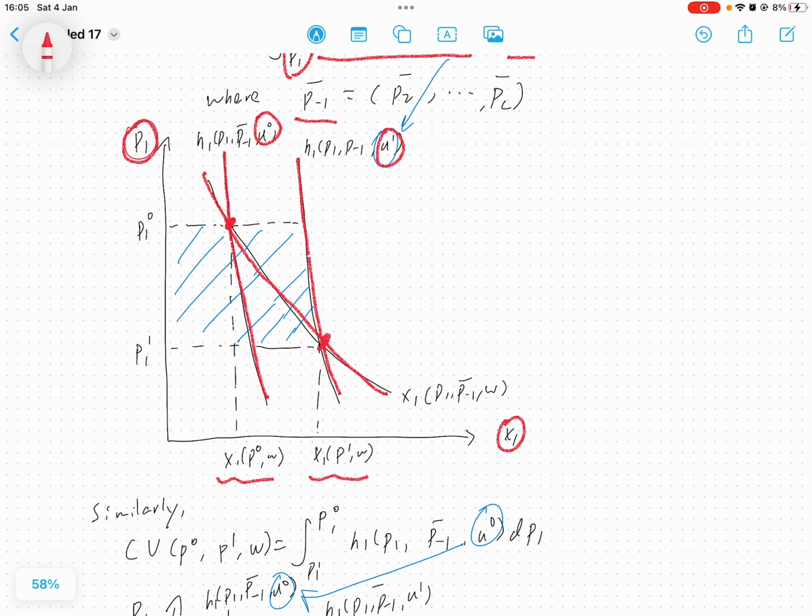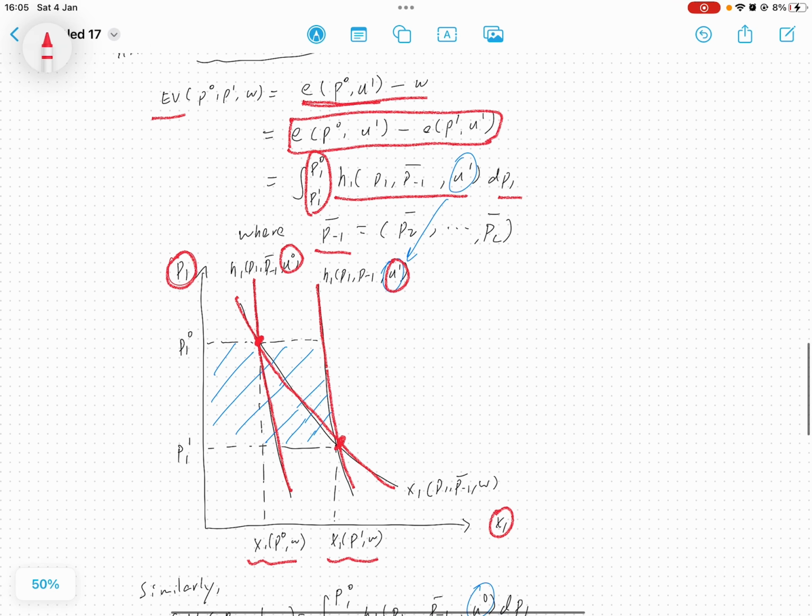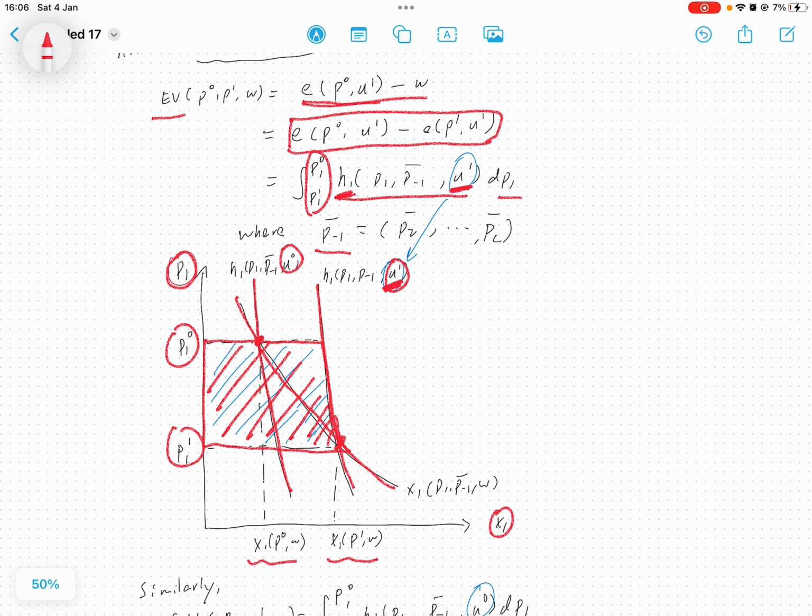At the intersections, we have those prices, P10 and P11, and those consumption sets X1 with P0 and P1. If you have a closer look at this picture, you immediately observe that the area under this H1, taking U1, this curve, is exactly this shaded area, and that is exactly the integral of this H function, taking U1 as the utility level. The boundaries will be from P11 up to P10. That's a very interesting interpretation.